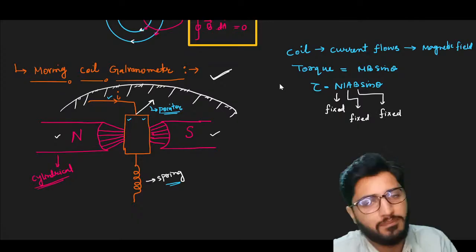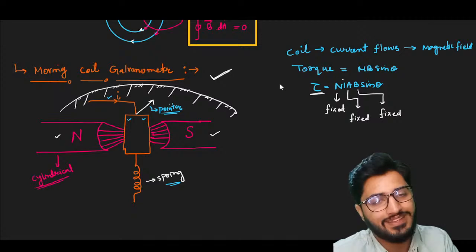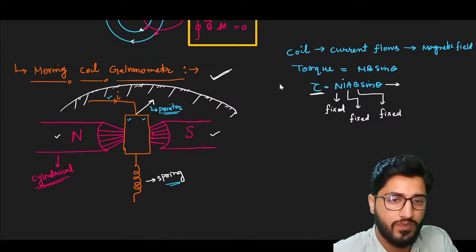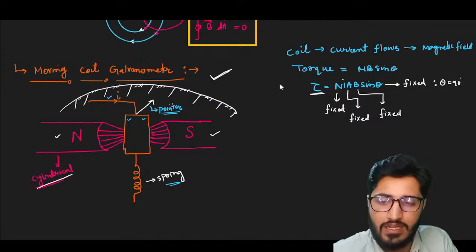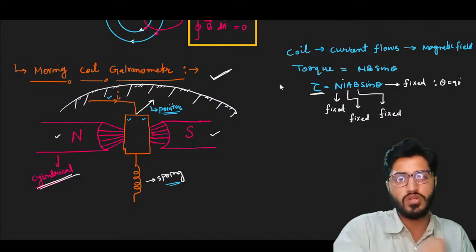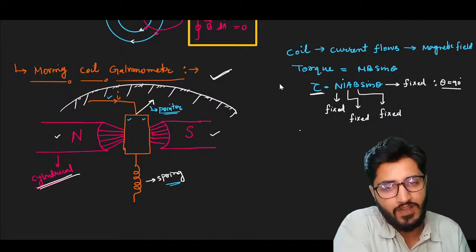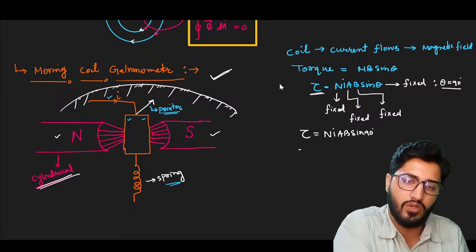Now you can see my torque, that means the rotation of my coil, depends on current and theta. That is difficult, so we fixed theta also. How? Every time we need 90 degrees. That's why we placed these cylindrical magnets, so that it always gives a 90-degree angle. Now place the values. Torque is NIAB sine 90 degrees. Sine 90 is 1, so torque is NIAB.